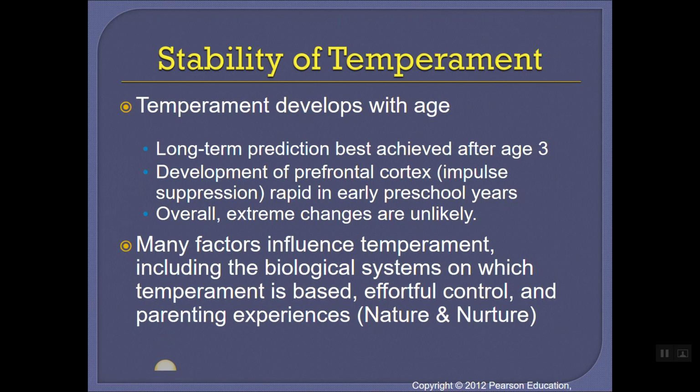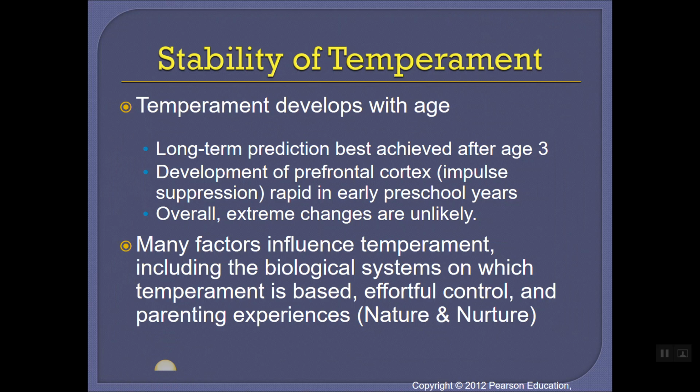Now, what is the stability of temperament? Remember, Thomas and Chess observed children from infancy all the way to adulthood. Well, what they found was that it was better to predict after age 3, once the ins and outs of infancy and toddlerhood had been gone through. They have also developed more of their brain, and again, extreme changes are unlikely.